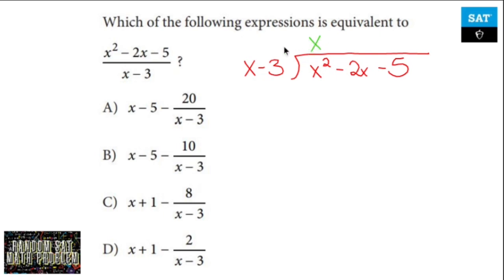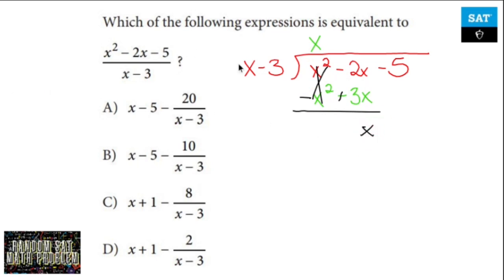Take that x and multiply it to this whole factor right here. x times x is x squared. x times negative 3 is negative 3x. Now you subtract this entire chunk, and when you subtract the entire chunk, you flip the signs of everything. So x squared goes away. Negative 2x plus 3x is regular 1x.